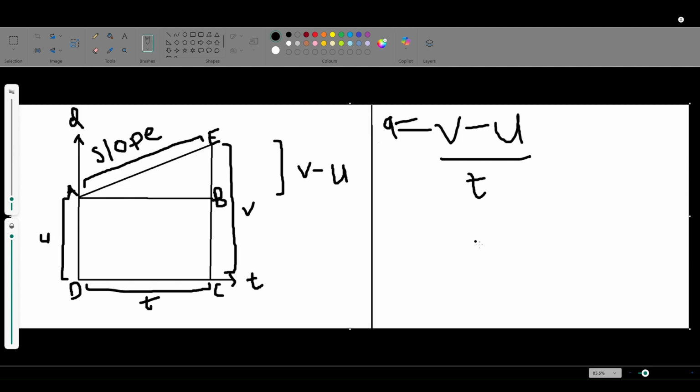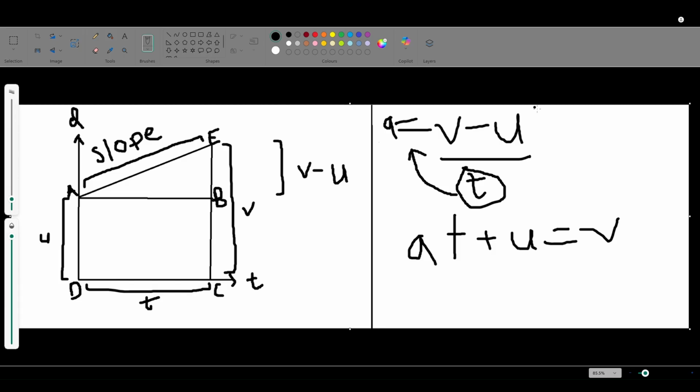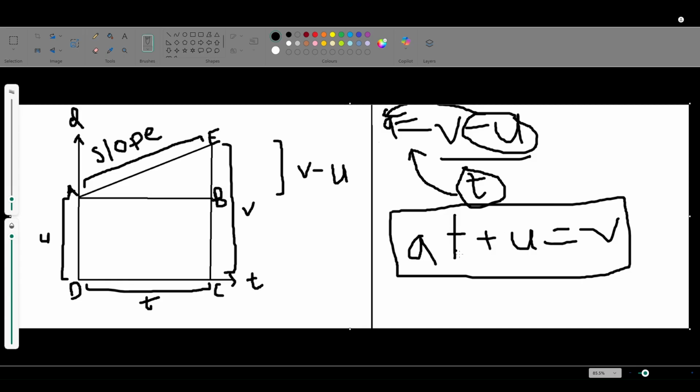So now the derivation here is very simple. We can just do this: at plus u equals v, and here is the derivation. And why this? Because t here is in the denominator, so we need to multiply it by a, and u here is negative, so we need to make it positive. It's pretty simple, and that is the first derivation. You can also write it as v equals u plus at, but it's the same.